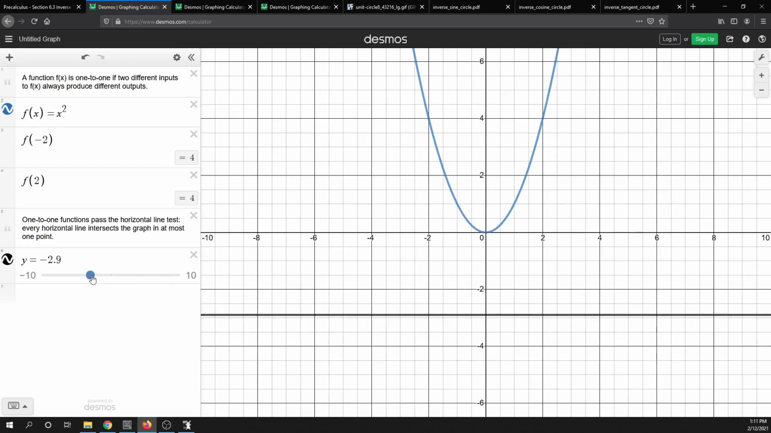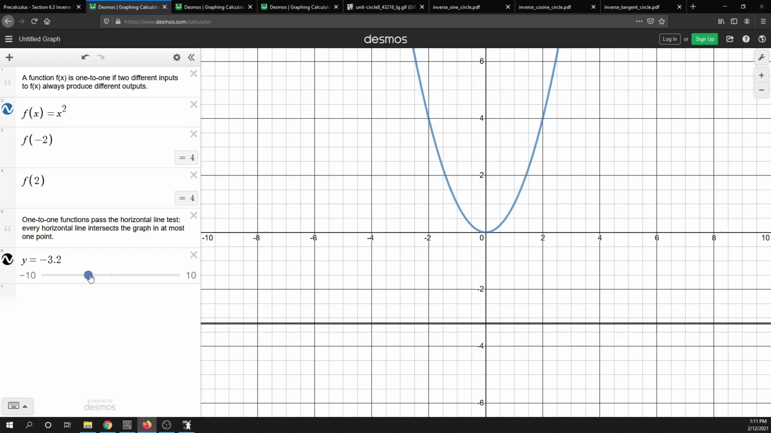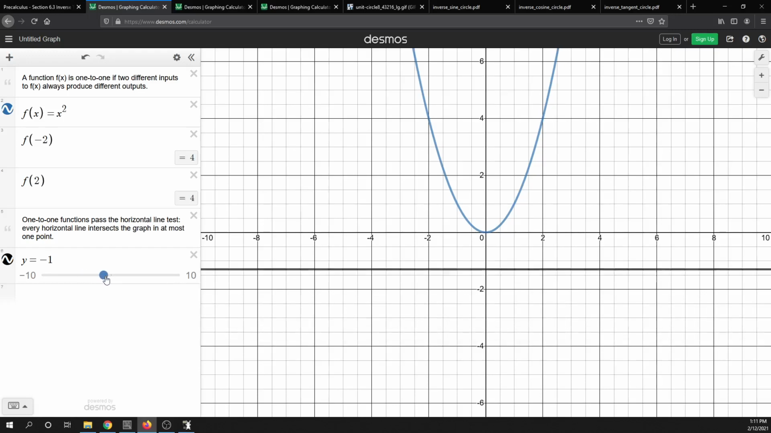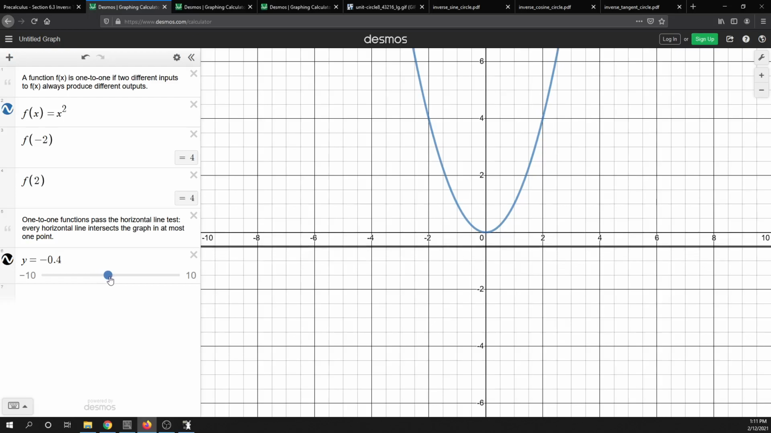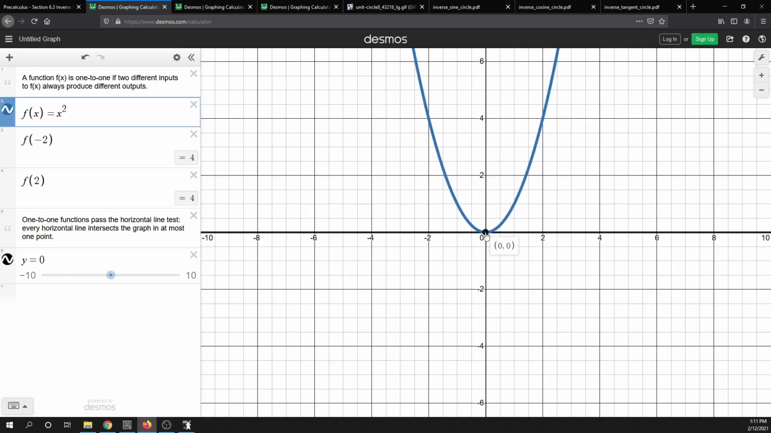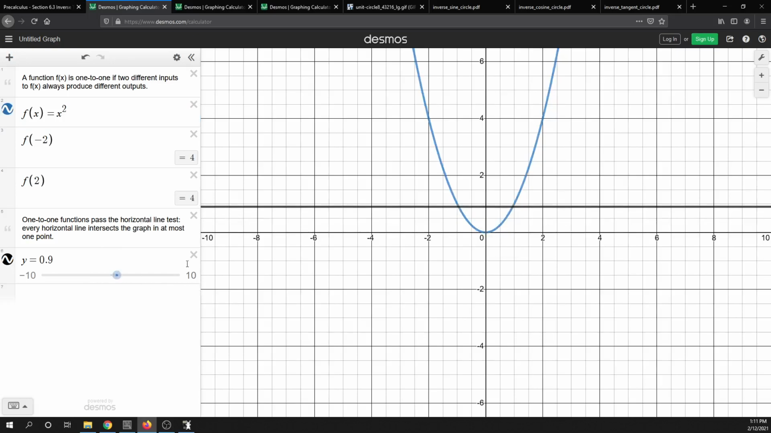And so here you can see it doesn't intersect the graph, and that's okay. If I move the horizontal line here at 0, then I get one intersection point, and that is right at 0, 0, and so that's okay, right? But if you'll notice, the moment that I move that horizontal line higher above the x-axis, I'm going to start getting two intersection points. And again, what that would mean is that f of x equals x squared would fail the horizontal line test, and it's not one-to-one, okay?